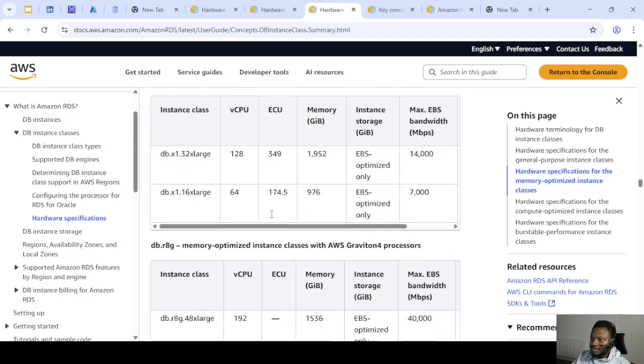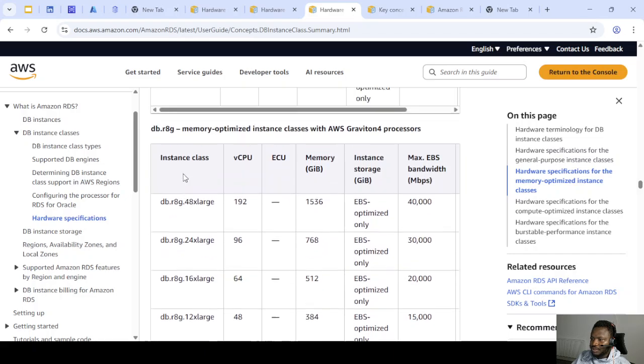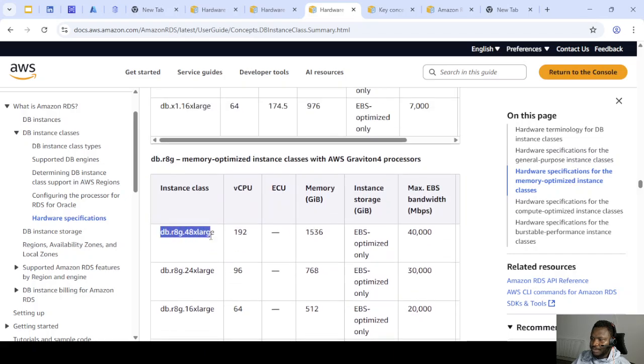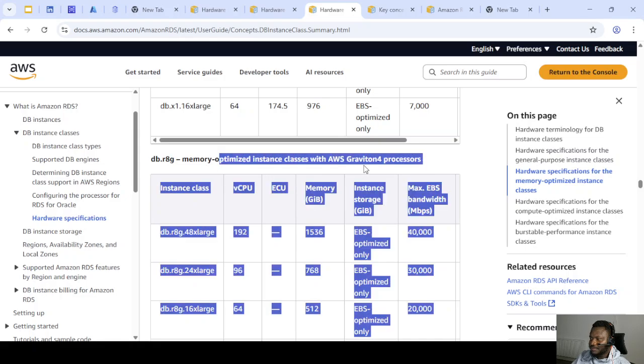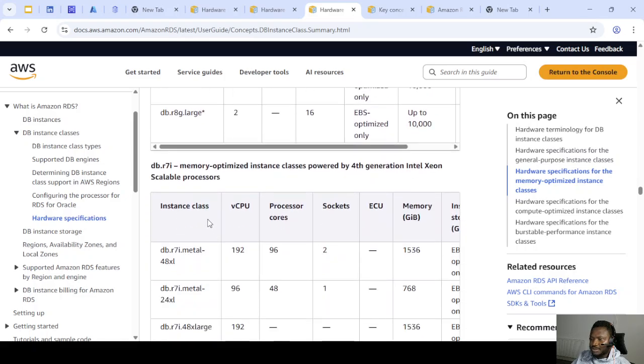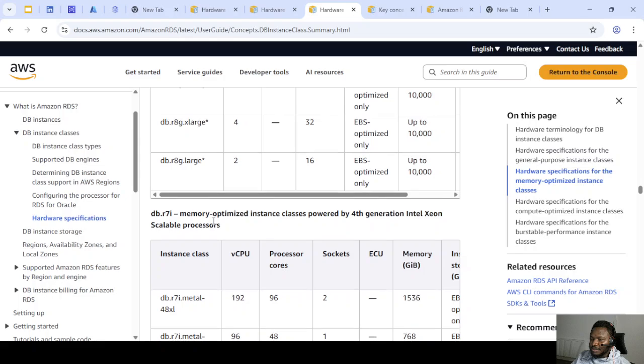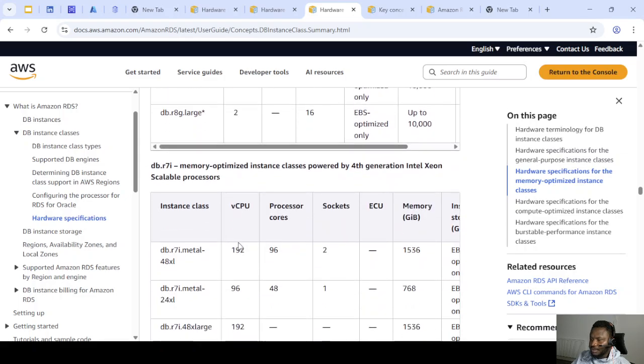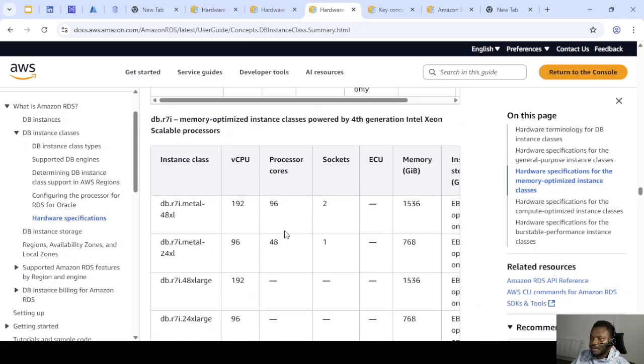And let's look for the R classes. Yeah, so you can see the R is still part of the memory optimized, right? These R classes, like R8G, are memory optimized classes for Graviton processors. So yes guys, that's actually what I wanted to explain. So you'll be able to identify your hardware specifications, maybe put them in your runbook, and you're able to make a better decision. Okay.